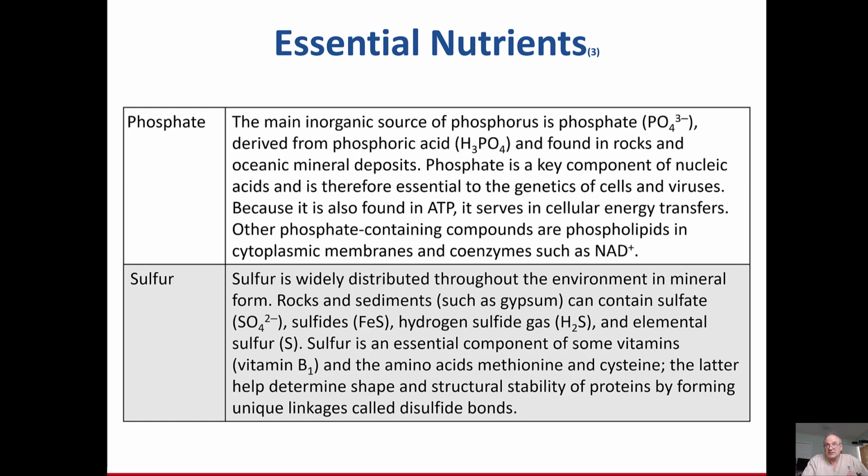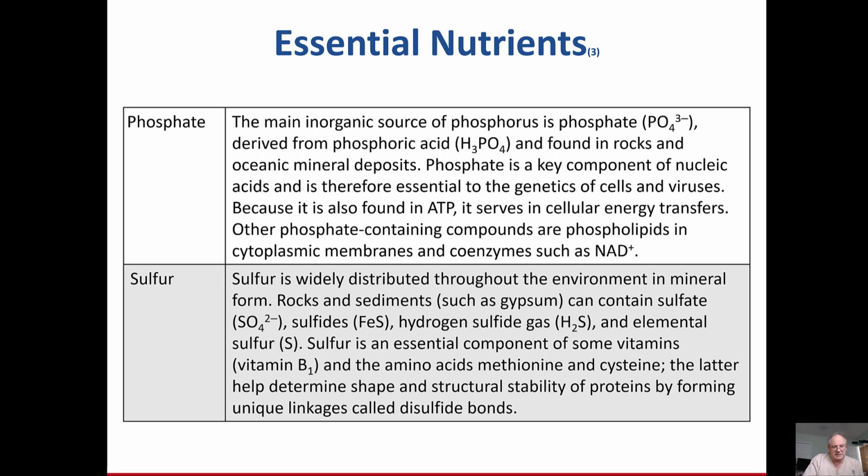Phosphate is an inorganic source of phosphorus. PO4 is derived from phosphoric acid. It's found in rocks and various things. It's everywhere. Also used in ATP. Now, ATP, as you know, is the energy molecule. It's all about the phosphates and the double bonds and the energy that's in those chemical bonds that drive all of life. And so that's something.